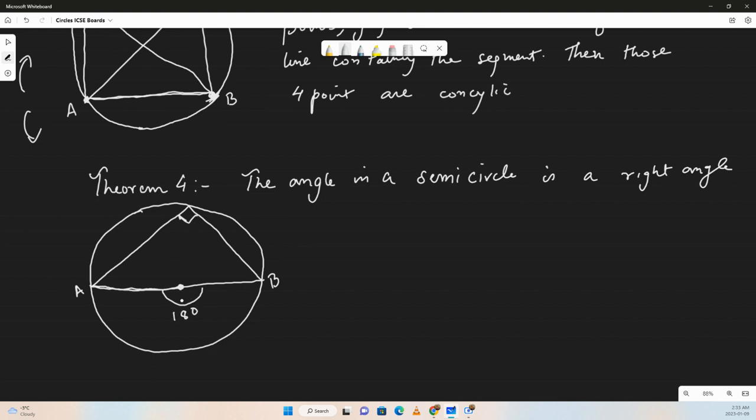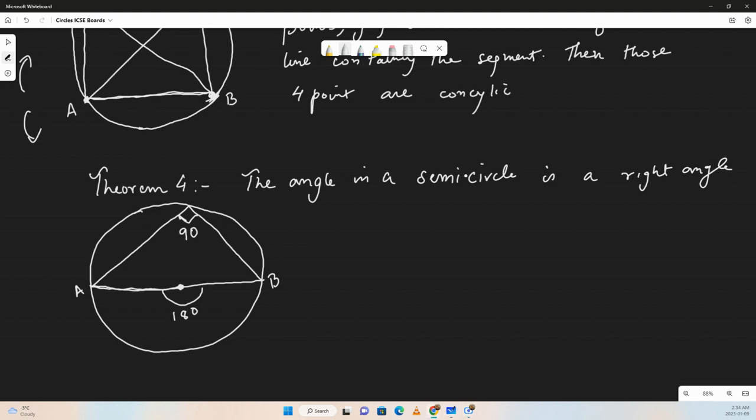So our first theorem says that the angle subtended at the center is double the angle subtended at any other part of the circle. So if the angle subtended at the center is 180, at any other part of the circle, the angle subtended would be 90. So theorem 4 is basically an application of the first theorem. Okay, clear? But this is a very important theorem and there are many questions that come from this theorem. So it's very important to know this. Okay, so we'll move on to our next theorem.